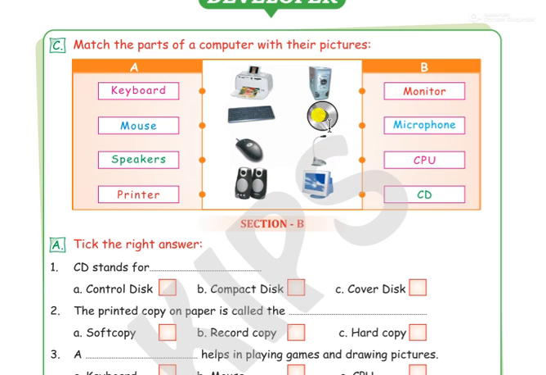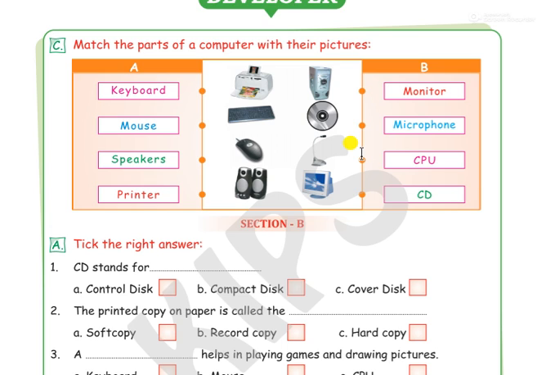And this round shaped disc is CD. So this CD will go with this last. And now CPU. You know where the CPU is? This box. This box is your CPU. So you will draw the line back from CPU.